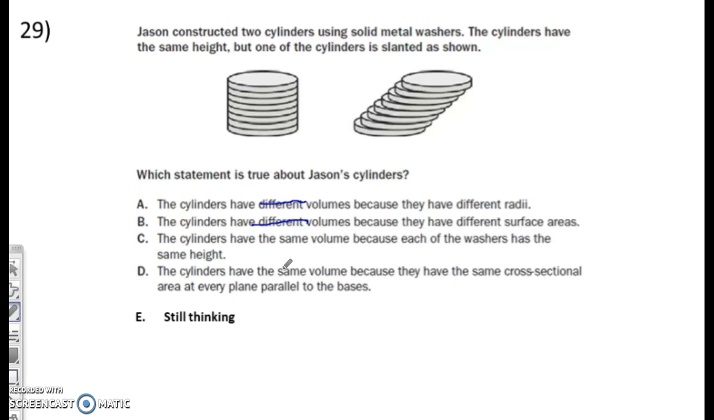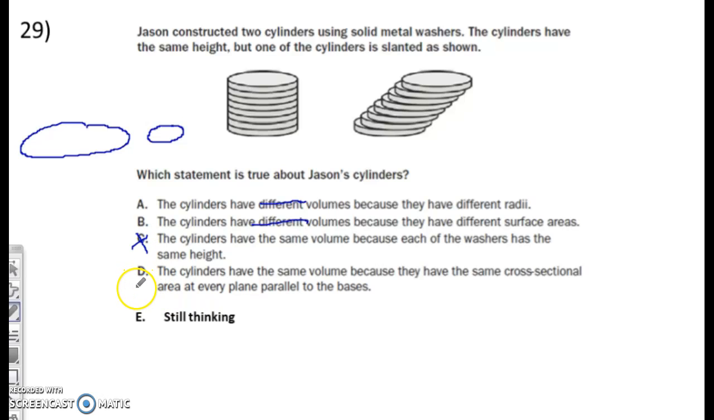All right, so C says the cylinders have the same volume because each of the washers has the same height. Well, that's not necessarily going to give you the same volume, because what if you had one really big washer and one little washer, but they both had the same height? That wouldn't give you the same volume.